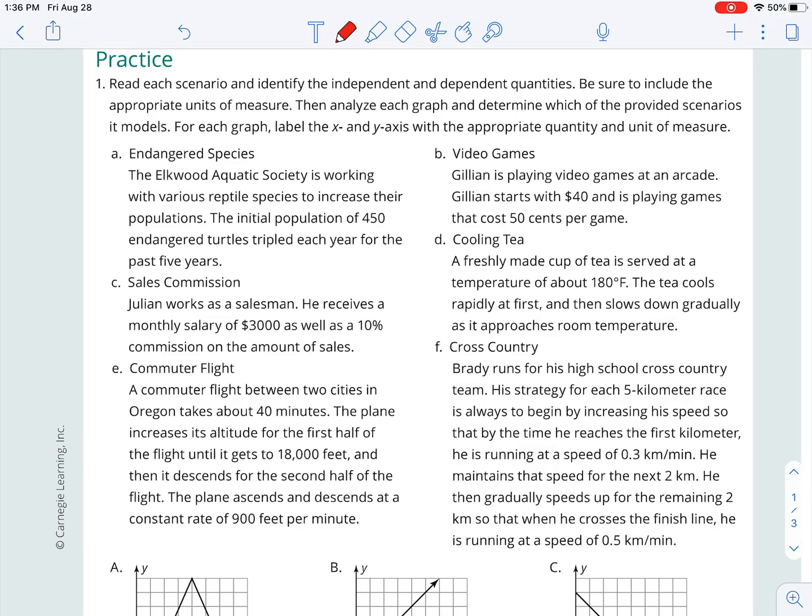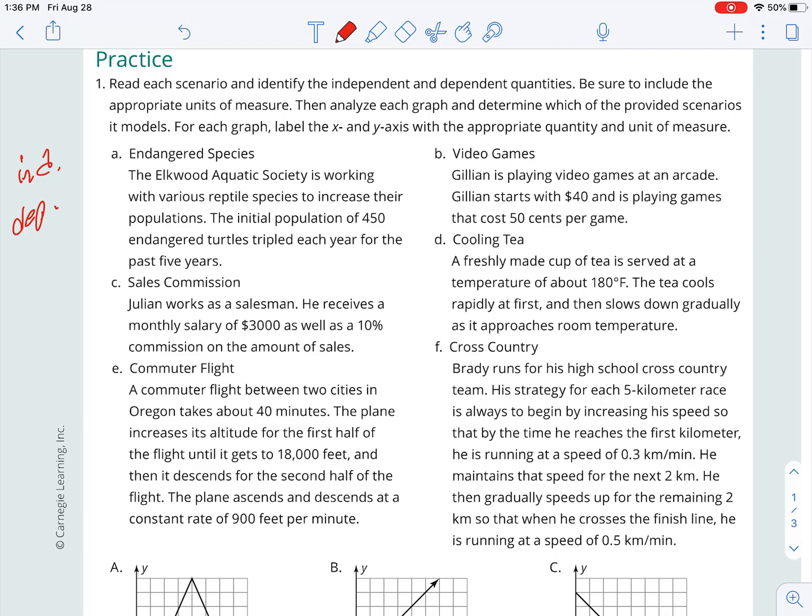Okay, so for the endangered species, the Elkwood Aquatic Society is working with various reptile species to increase their populations. The initial population of 450 endangered turtles tripled each year for the past 5 years. So on letter A, first thing we're going to do is identify the independent and dependent quantities.